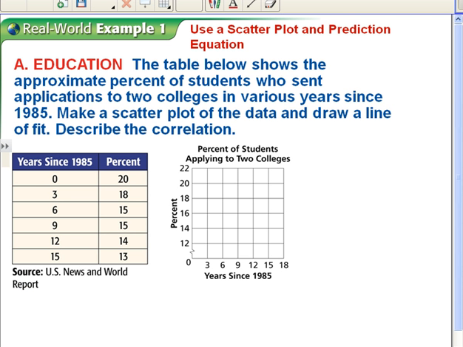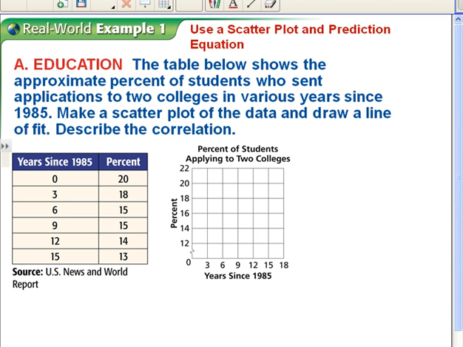All right, real world example number 1. So we're looking since the year 1985 at students who sent in applications to 2 colleges. So first it says make a scatter plot and then draw a line of fit. So you'll need to draw an X and Y axis, a little grid that looks like what's given on the screen. And then we're going to plot these points.